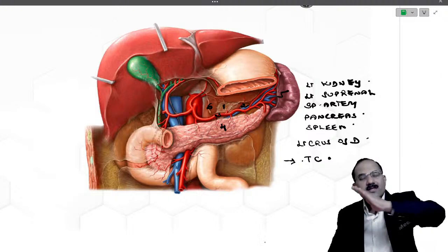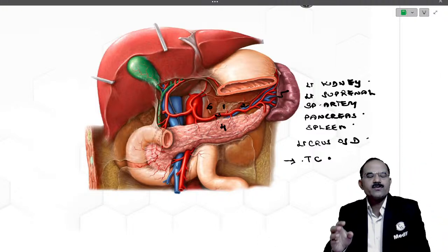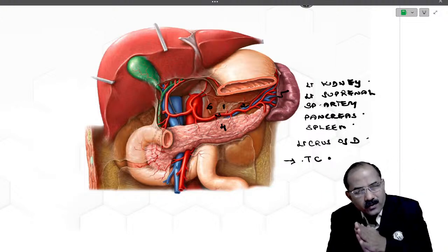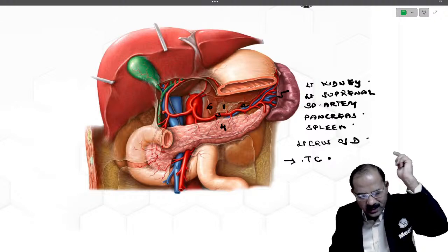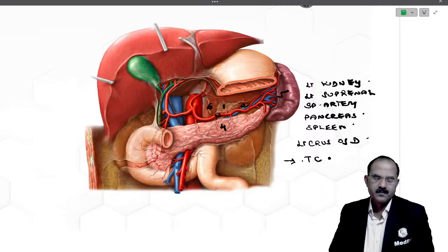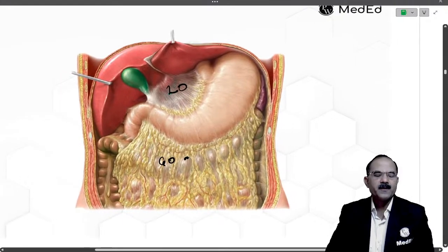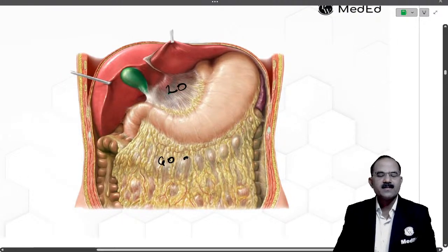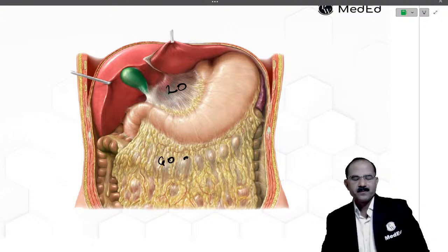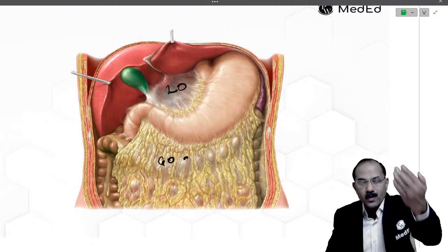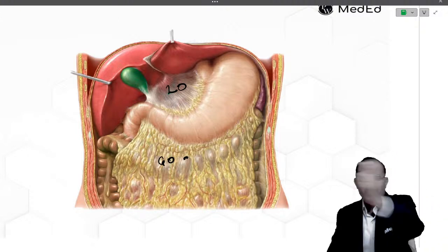And all the structures are separated from the stomach by what? The stomach is not lying directly on all the structures, but the stomach is separated from all the structures by the lesser sac. Excellent. Very good. So the stomach is separated from all the structures which form the stomach bed by the lesser sac. You have to know this.